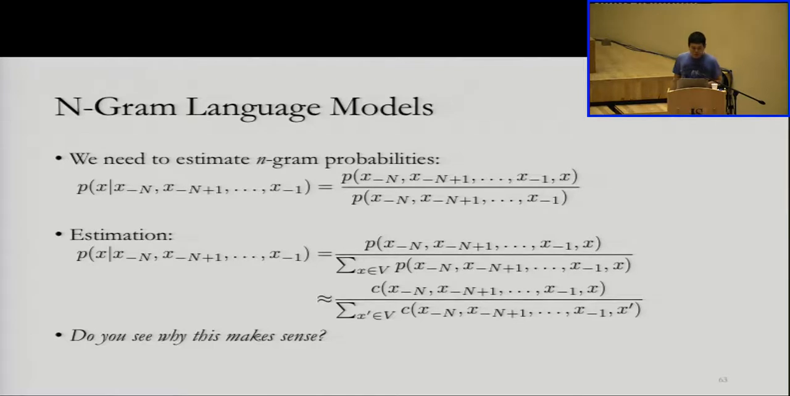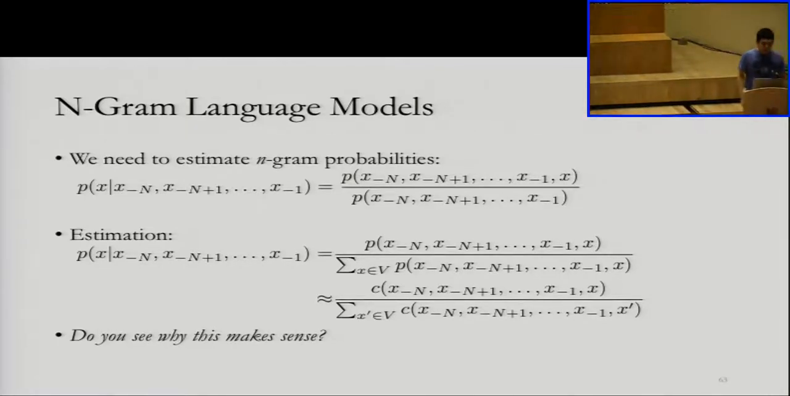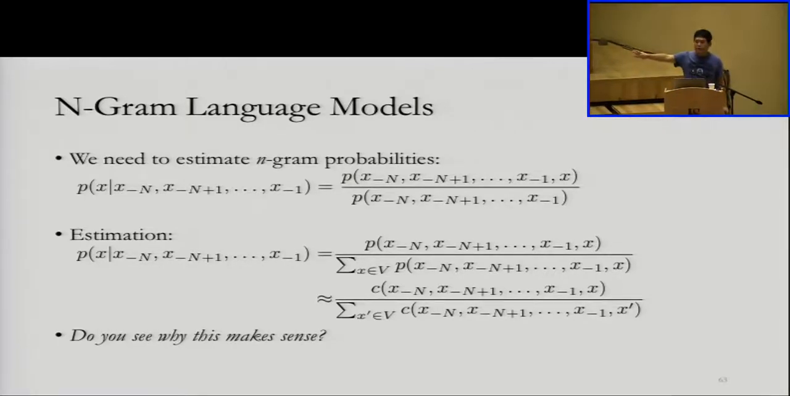Once you have those counts, the maximum likelihood estimation principle tells us that we can estimate this quantity by simply replacing each of the probabilities here with the actual counts. We look at how many times this entire thing occurs, and then divide it by how many times this entire thing, with the last token changed, occurs. This makes sense, right? If it doesn't, then we'll probably have to spend a lot of time on this to make sure that everyone is on the same page.